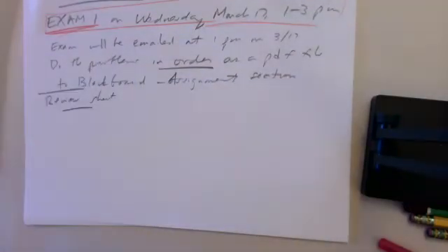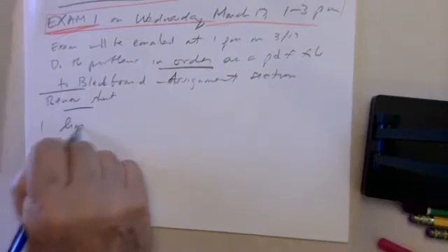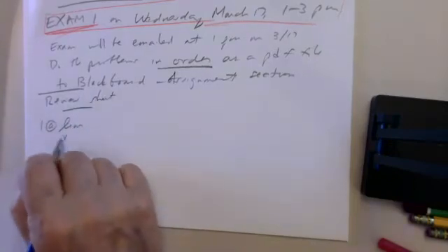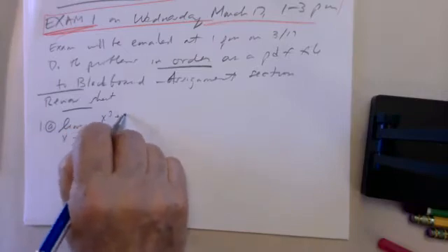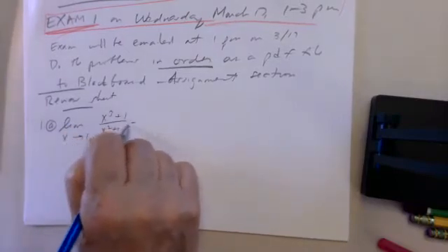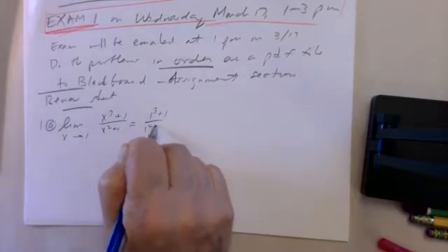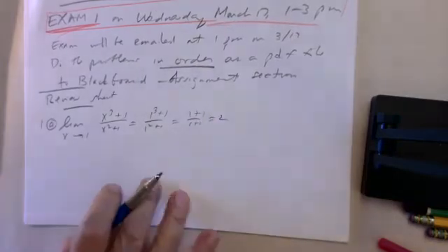So on the review sheet, the first problem is calculating some limits. The limit as x goes to 1 of x cubed plus 1 over x squared plus 1. This is just 1 cubed plus 1 over 1 squared plus 1, which is 1 plus 1 over 1 plus 1, or 2.